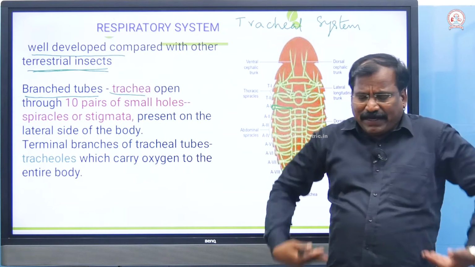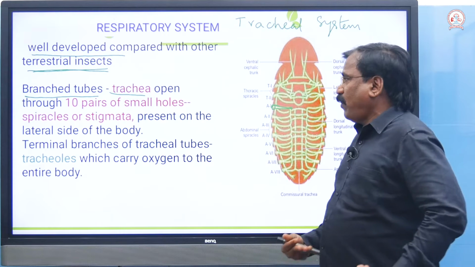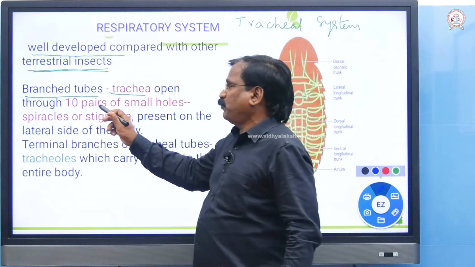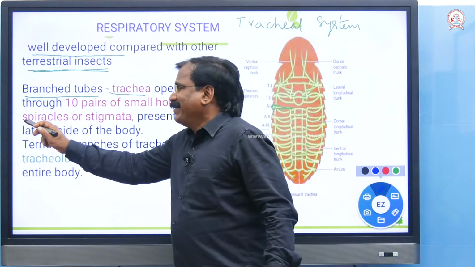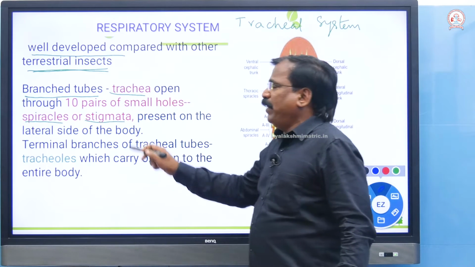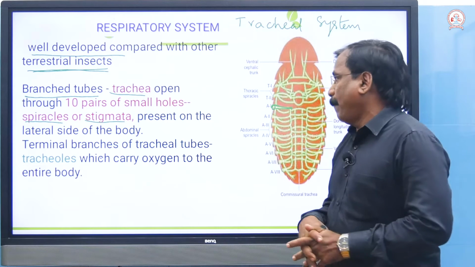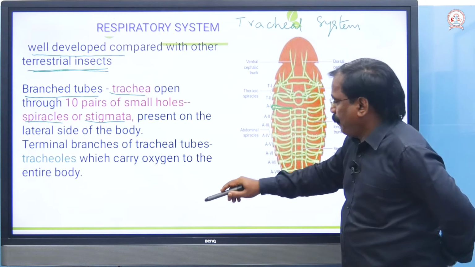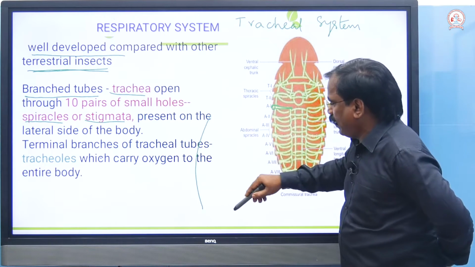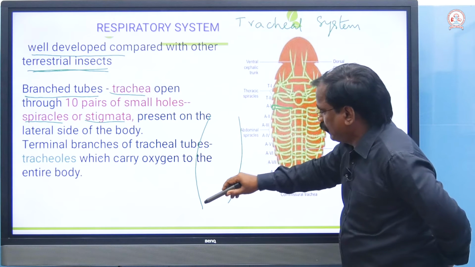On the lateral side of the body, there are 10 pairs of openings, 10 pairs of small holes, that are called spiracles or stigmata. Look here, this is a cockroach.